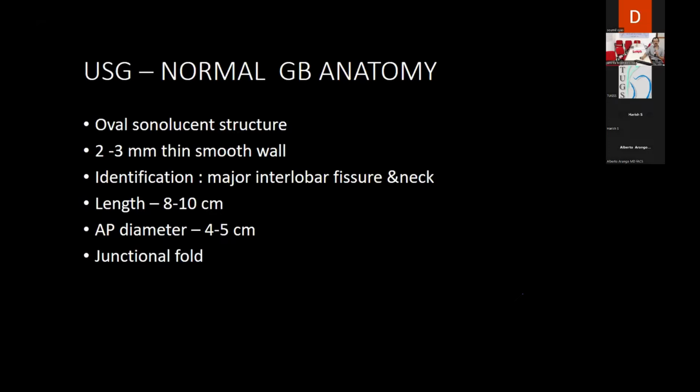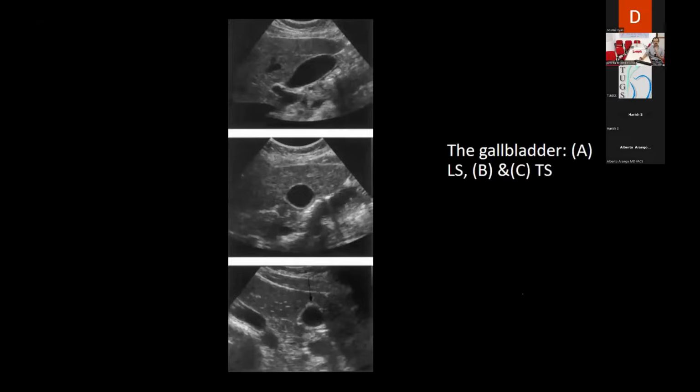The gallbladder on ultrasound is an oval sonolucent structure. Usually the wall is 2 to 3 millimeters, thin, smooth. Length is about 8 to 10 centimeters. So if you have cholecystitis, there is a thickening of the wall. It may be more than 5 millimeters, and there is pericholecystic fluid. So the normal wall is only about 2 millimeters, and any thickening, one should suspect. Uniform thickening is a cholecystitis. If you have focal thickening, one should suspect that there is a malignancy of the gallbladder wall.